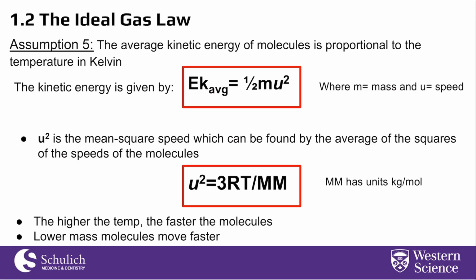And so the kinetic energy is given by this equation where m equals mass and u equals speed. So u squared is the mean square speed, which can be found by the average of the squares of the speeds of the molecules. So this equation here. And in this equation, the molar mass is going to use units of kilograms per mole, not grams per mole, which you're probably used to. And so the higher the temperature, the faster the molecules move, and the lower mass molecules move faster as well.